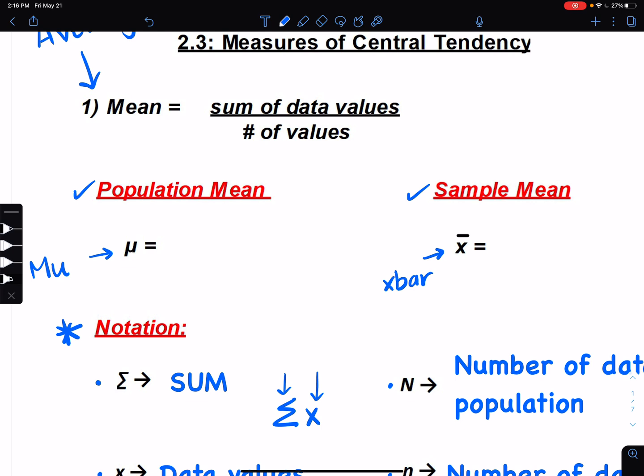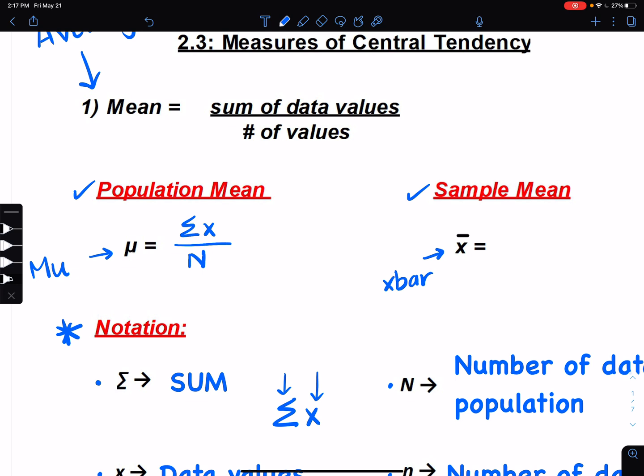All right, and then again, just understanding this formula notation, if we were going to write the mean as a formula, using the notation that we just defined, the population mean would say take the sum of the data values and divide by capital N, the number of values in the population.